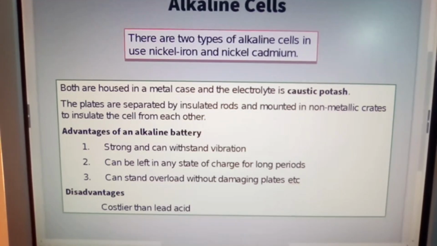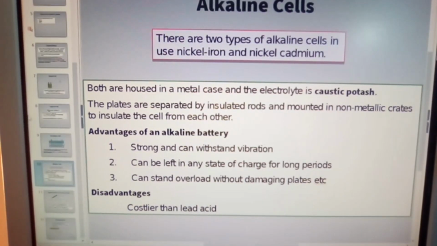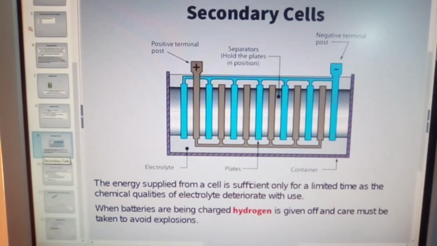I'm just recapping as I go back, making sure that I've got everything in view.